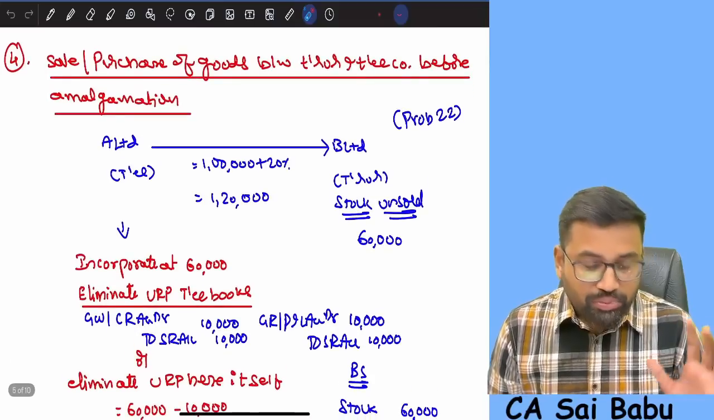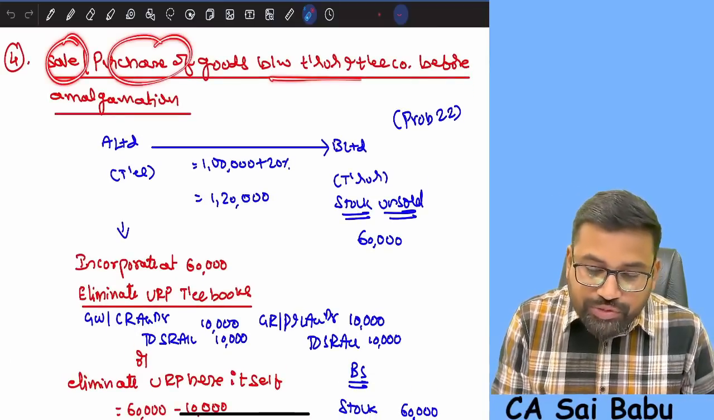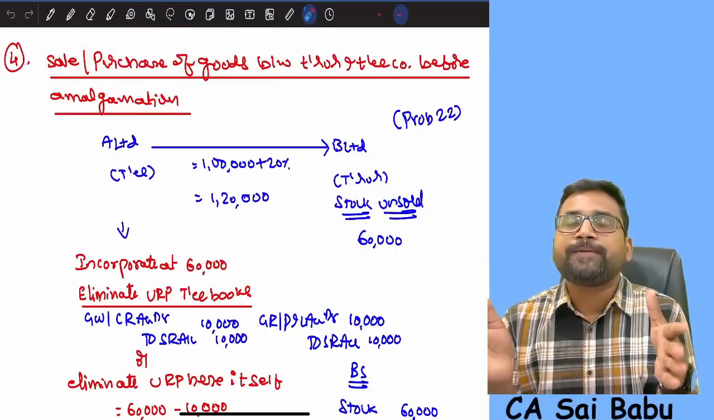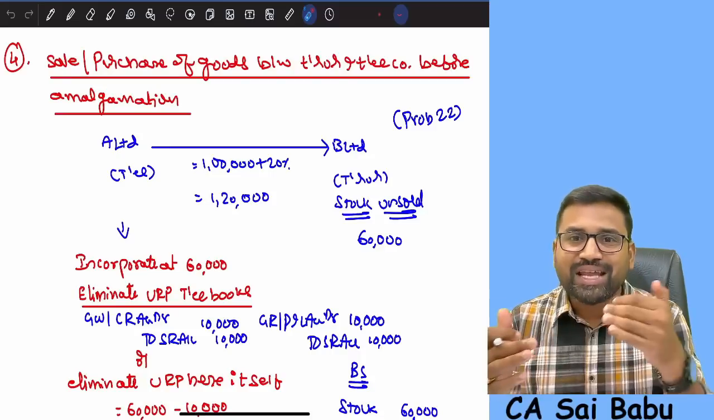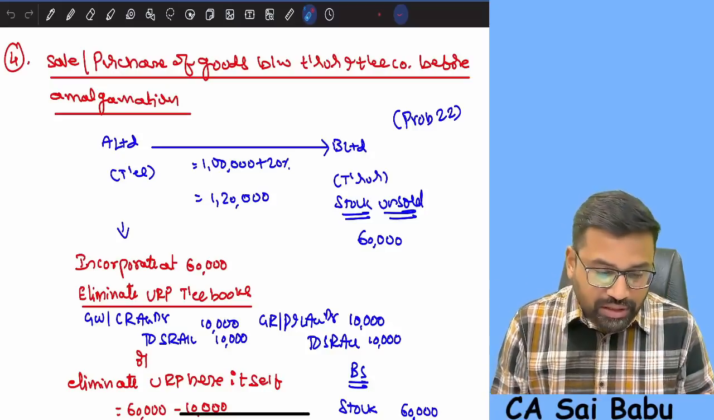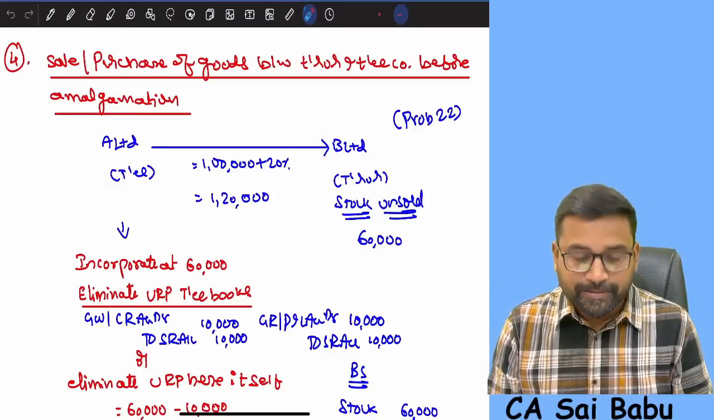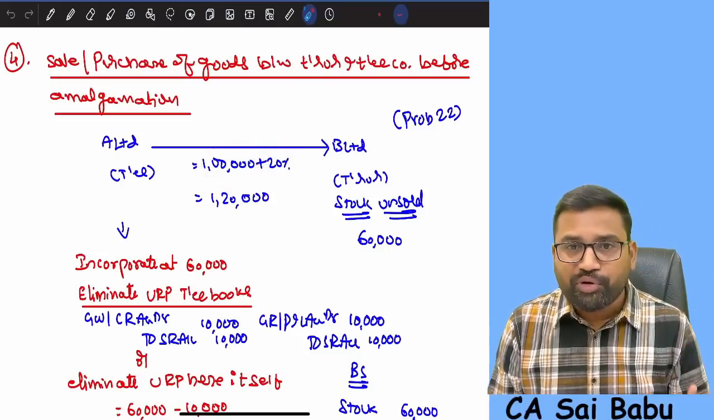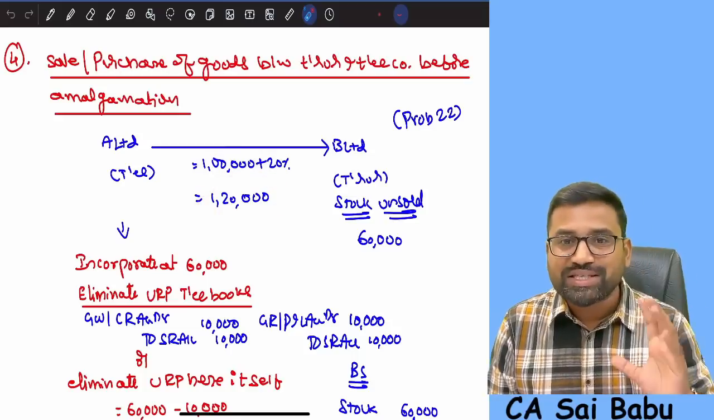Next, one more important adjustment is the sale or purchase of goods between transferor and transferee before amalgamation. Before amalgamation, transactions might happen between the companies. Sale and purchase of goods might happen. For example, A Limited sold some goods to B Limited before amalgamation: 1 lakh worth of goods sold at 20% profit. 1 lakh cost, 20% profit added, 1,20,000 is the sale value.